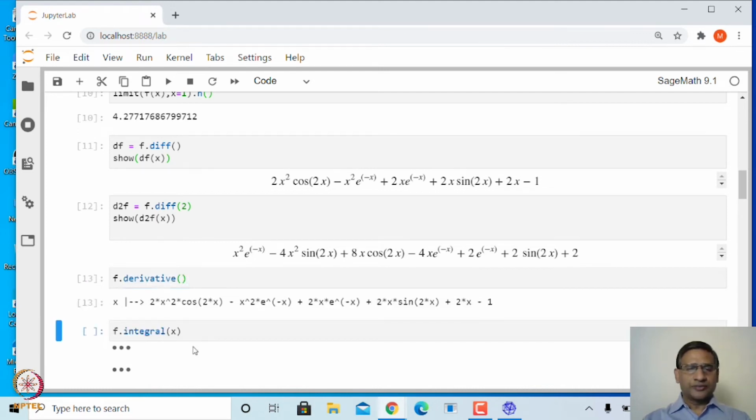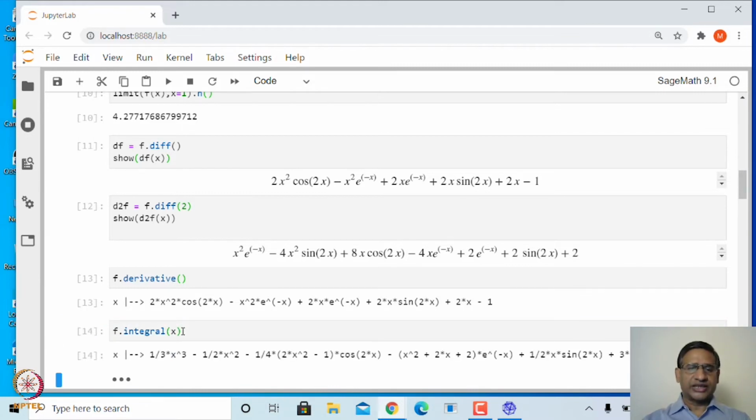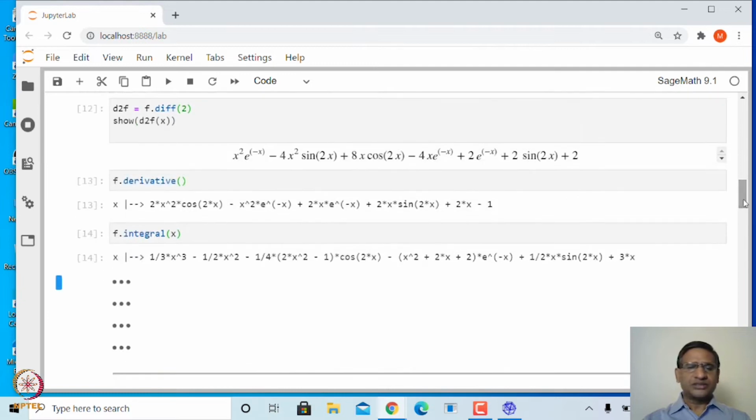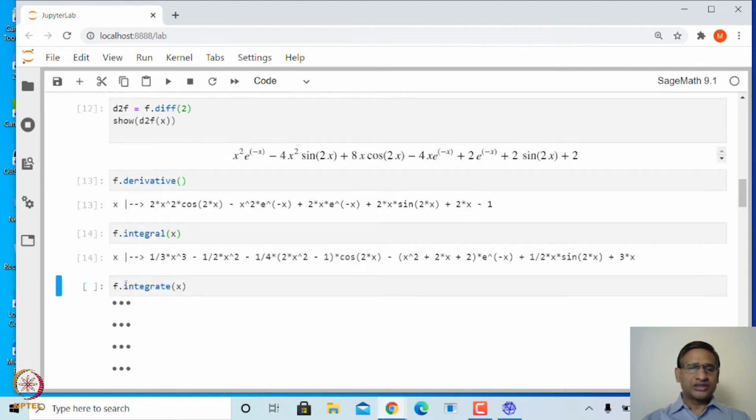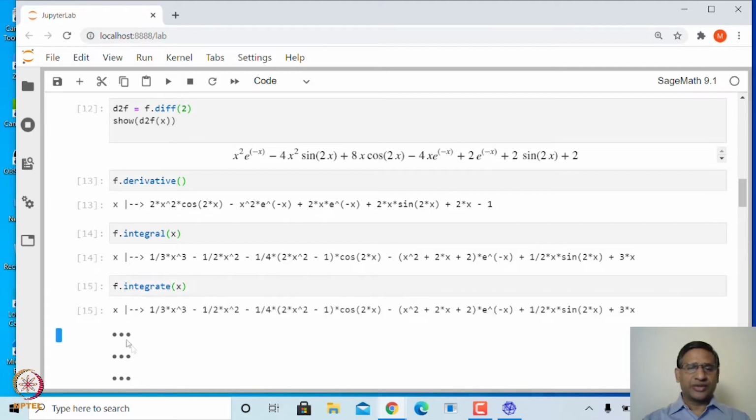Or you can also find the integral of the function. So, f dot integral, and then you need to mention the variable with respect to which you want to integrate. So, that is an indefinite integral. Similarly, you can find this integral also using the integrate function. So, that will also give you the same answer.